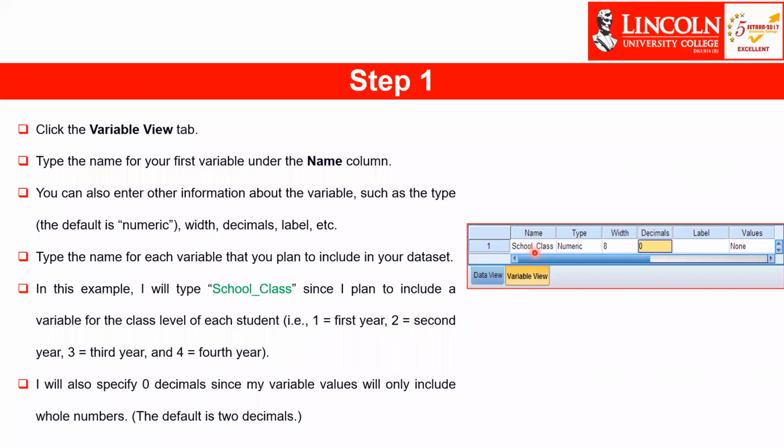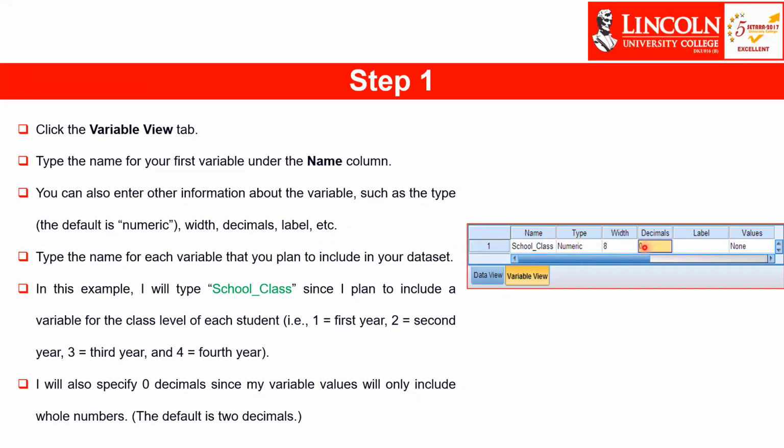So you can also enter other information about the variable, such as the default is numeric. By default, this is what we see. This is what you get. Once you enter this, all these ones will come by default. Of course, the decimal will also come as 2.